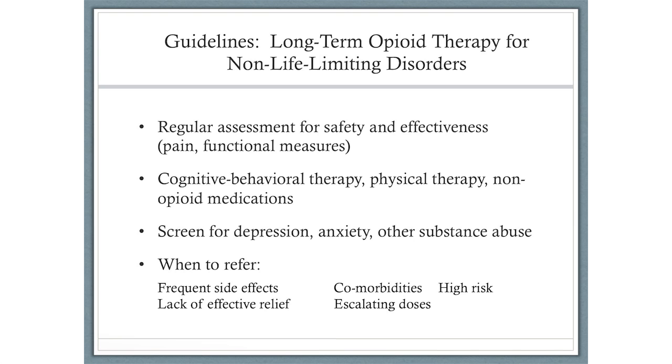And when do you refer patients to a pain clinic or even an addiction program? Patients who have frequent side effects, patients that are just not getting effective relief on an opioid trial, patients that have a lot of other comorbidities that put them at high risk, and patients who have escalating doses. And then other patients who just have high risk for opioid diversion or abuse.